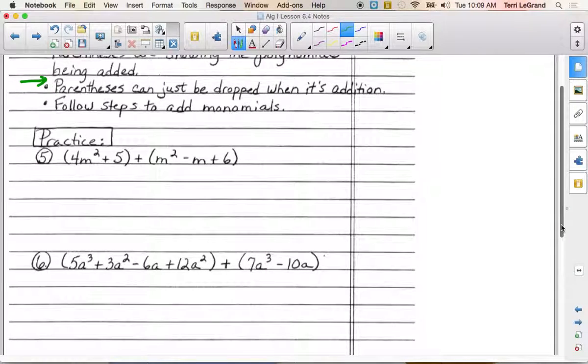So we have, what kind of a polynomial is that? Quadratic binomial. What's this? Quadratic trinomial. So we have a quadratic binomial being added to a quadratic trinomial. And since it's addition, we can really just ditch the parentheses and set up our addition, and I'm going to change that subtraction in there to plus a negative 1m. Change it to an addition of a bunch of monomials.